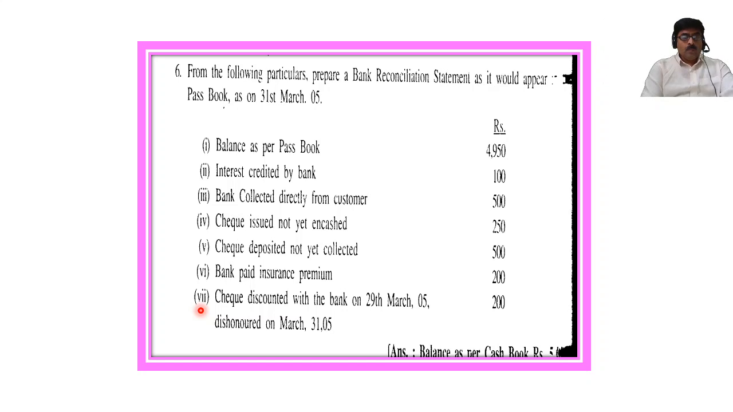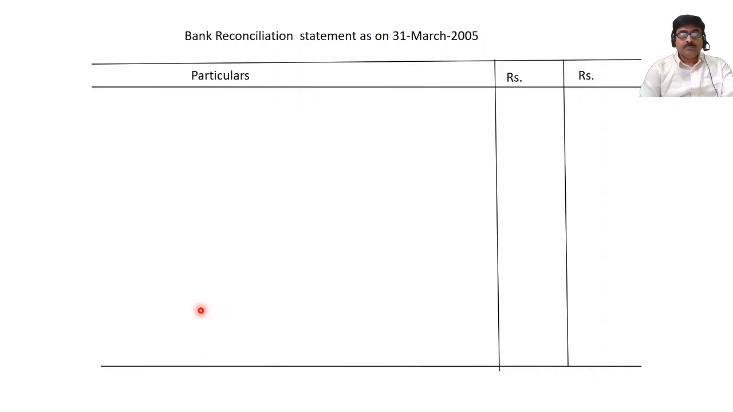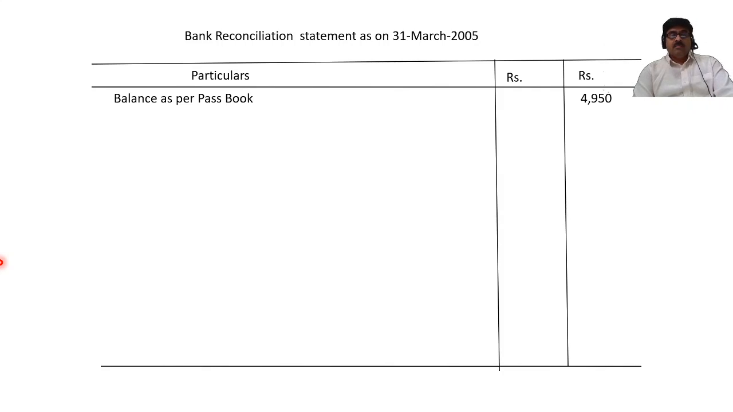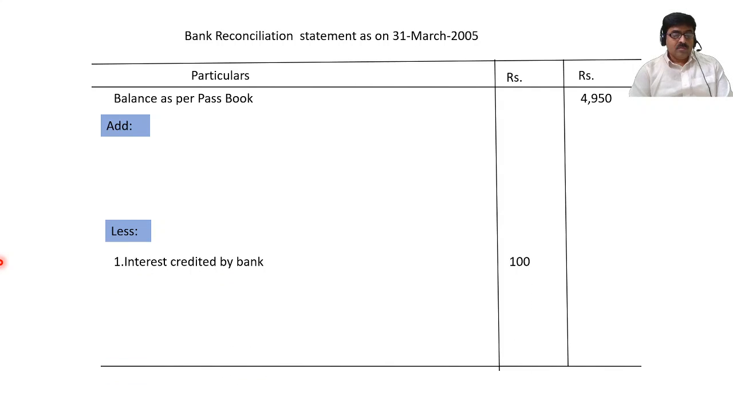Now, look here at the answer. Bank reconciliation statement as on 31st March 2005. We are preparing this statement on the basis of passbook. So we have to write balance as per passbook, 4,950. Now we have to add first 500 rupees. No, it is showing the lesser amount first. First, as per the question, the first one is interest credited by the bank.